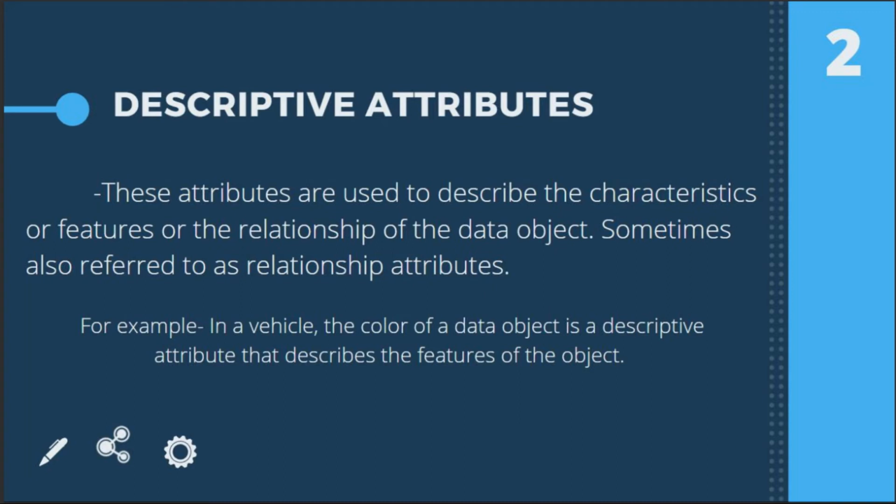These attributes are used to describe the characteristics or features or the relationship of the data object, sometimes also referred to as relationship attributes. For example, in a vehicle, the color of data object is descriptive attribute that describe the feature of the object. Dito naman sa descriptive attributes, ito naman yung attributes na kung saan binibigyan pa ng mas malawak na description ng isang object.